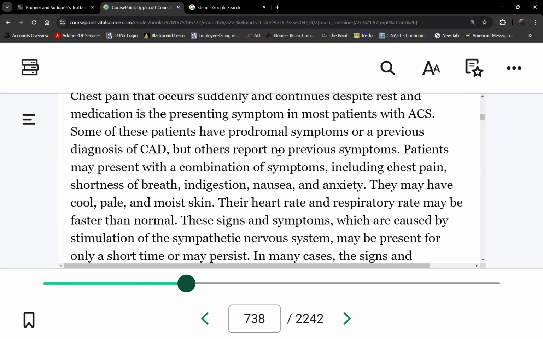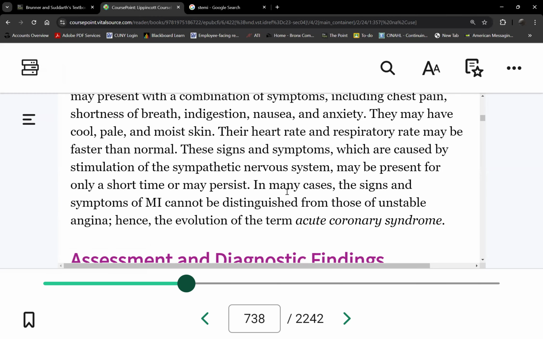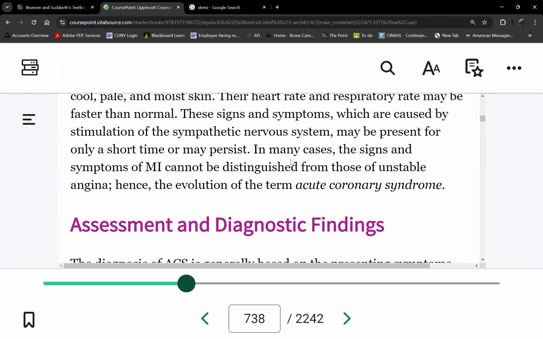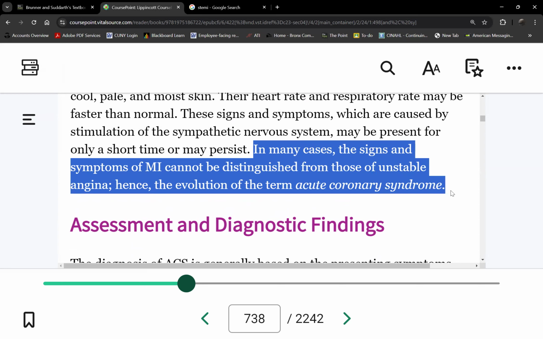Manifestations as we described earlier are no different from the associated signs and symptoms seen in angina pectoris and also in unstable angina. So same, because there is sympathetic stimulation here automatically. And as already mentioned, the signs and symptoms of MI cannot be distinguished from unstable angina. So therefore, they're collectively diagnosed under acute coronary syndrome. Plus also the fact that, yes, you may have unstable angina now, but will it stay like that? It may progress to an MI.